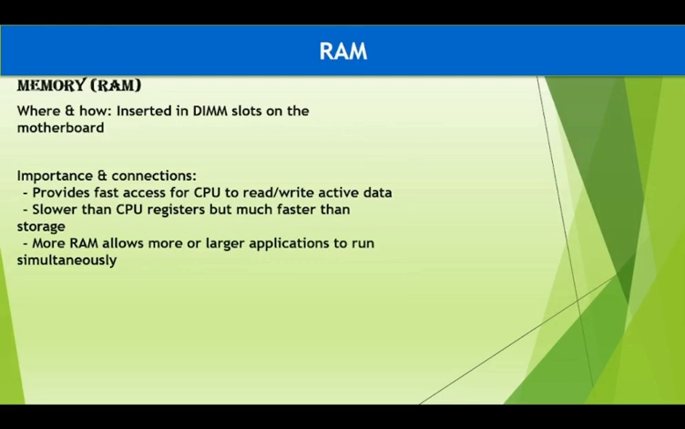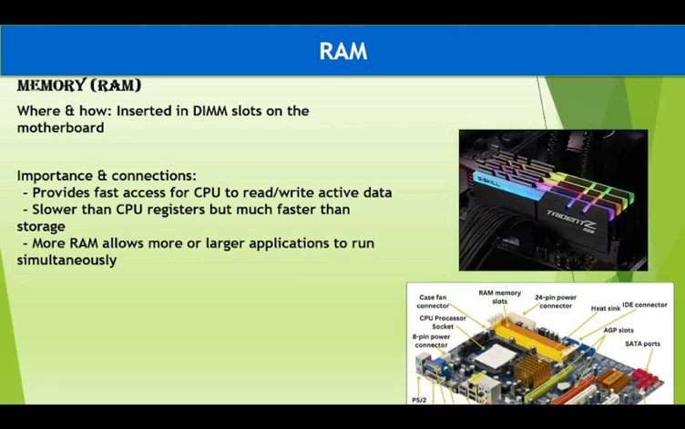Next is the RAM. Where is it placed inside the system unit? It is inserted in the DIMM slot on the motherboard. It's important because it provides fast access for the CPU to read or write active data. Slower than CPU registers but much faster than storage. More RAM allows for more or larger applications to run simultaneously.